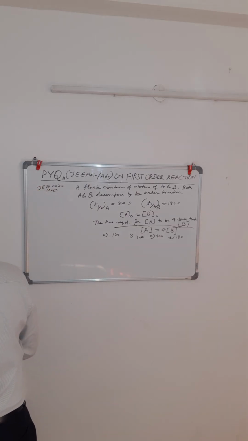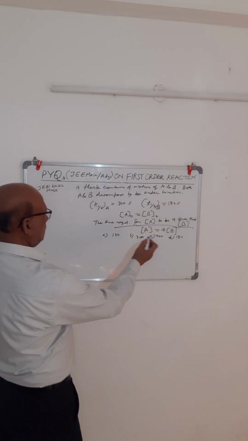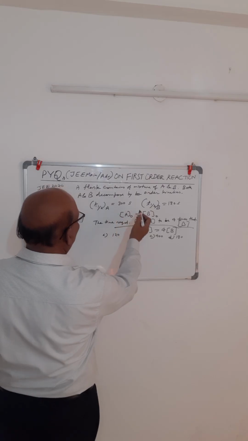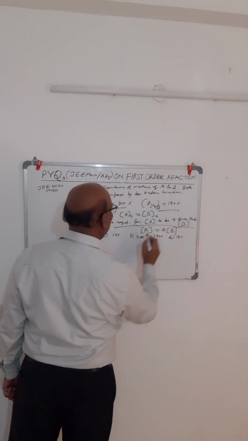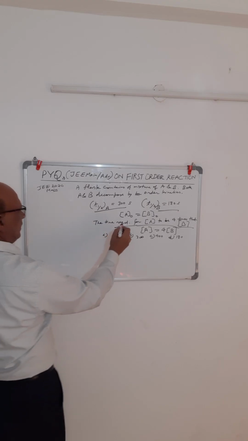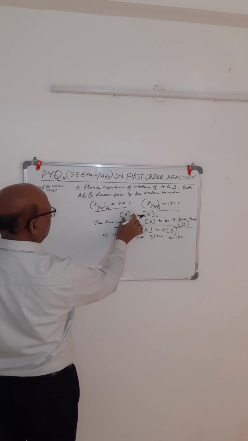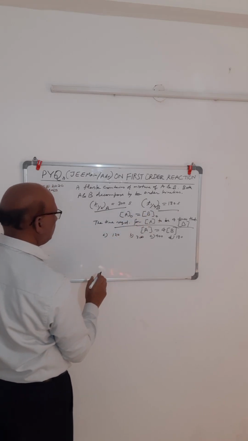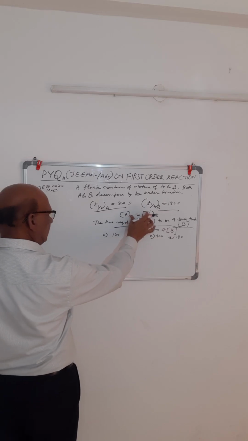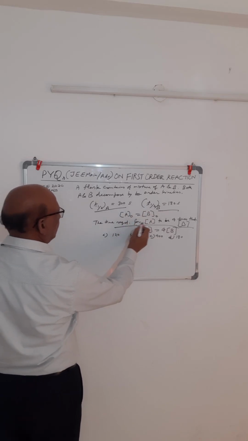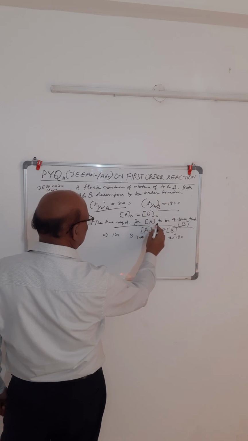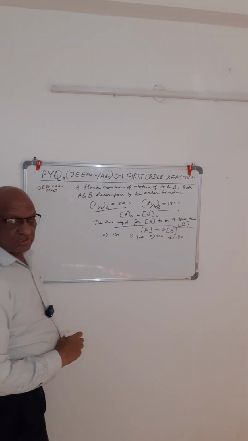So how will we do it? Let us solve this. You see, what we have been given is the half-life of A and the half-life of B, and the initial concentration of A is equal to that of B. We have to find the time required for the concentration of A to become 4 times that of B.